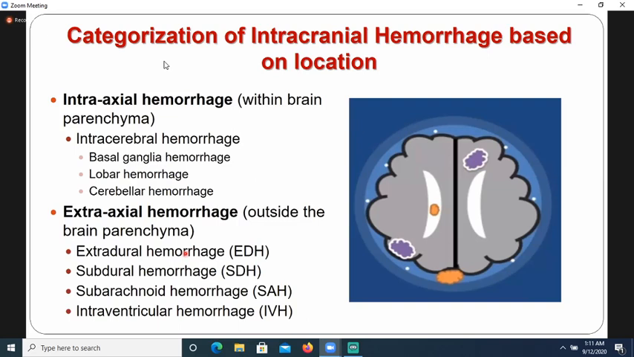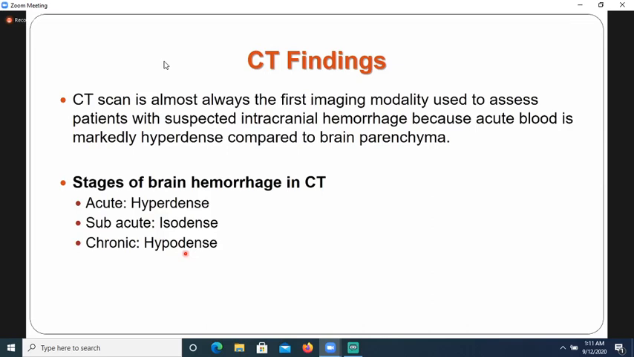CT scan is almost always the first imaging modality used to assess a patient with suspected intracranial hemorrhage because acute blood is markedly hyperdense compared to brain parenchyma. We have to do CT, either for a patient who came with a history of stroke or with a history of trauma, to exclude hemorrhage. The stages of brain hemorrhage in CT are acute, subacute, and chronic. Acute appears as hyperdense, subacute is isodense, chronic is hypodense.